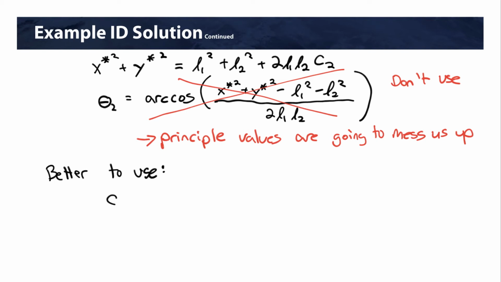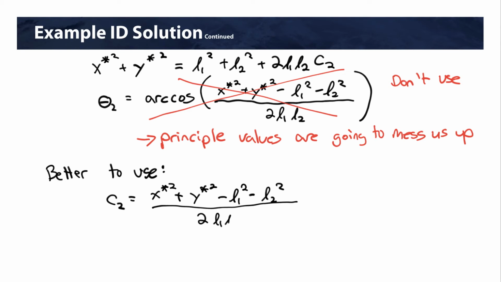Let's first solve for C2, which is x star squared plus y star squared minus L1 squared minus L2 squared, all over 2 L1 L2. And then we're going to use our trig identities, and we know that S2 is going to equal the square root of 1 minus C2 squared, but with a plus or minus. All right, because when we have a square root, we can have the positive solution or the negative solution.